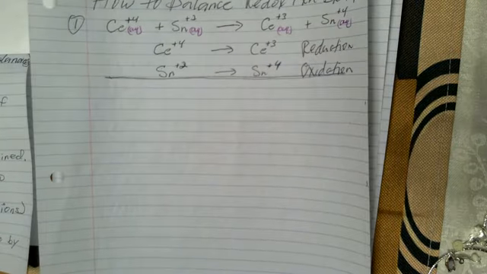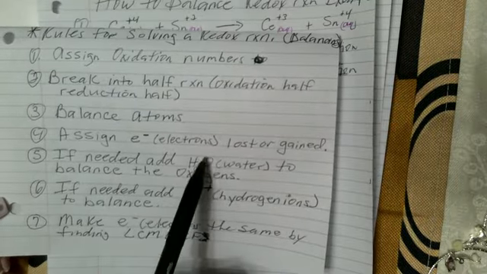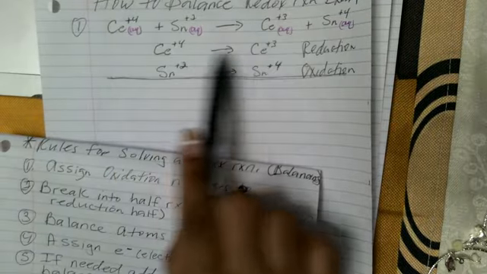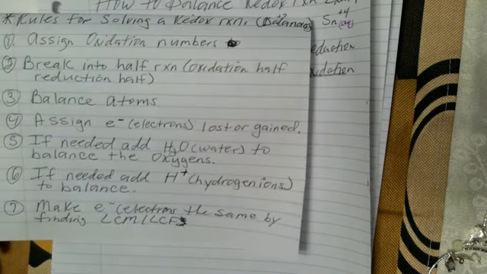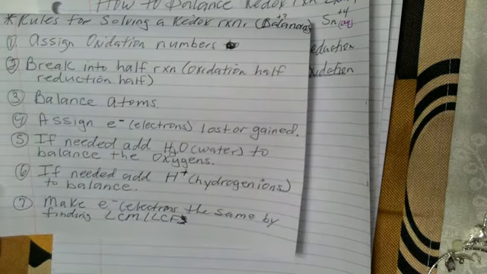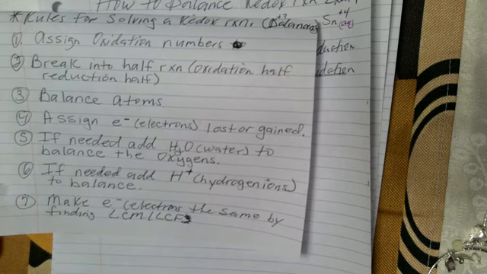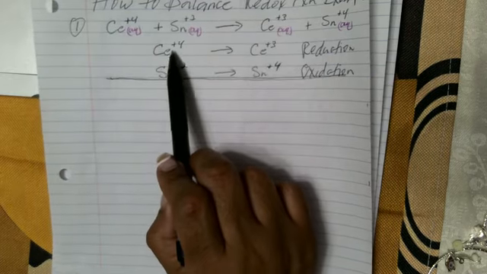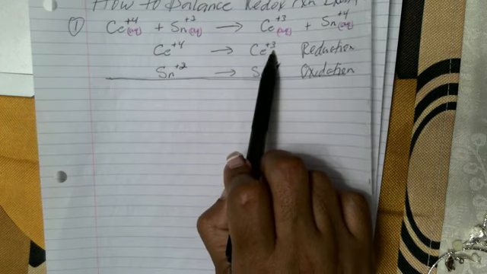Okay? So now, let's do the next step. Balance the atoms. The atoms are already balanced. I got 1, 1, 1, 1. The next one, assign electrons lost or gained. That's number 4. So now, I'm going from a +4 to a +3.